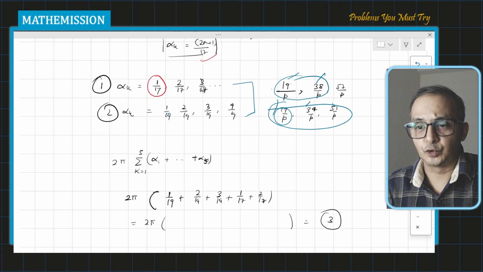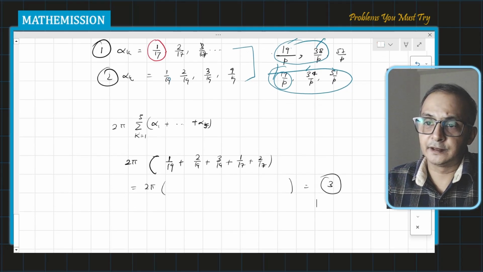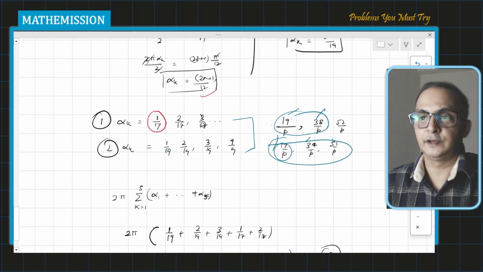I don't know why this 2 pi is given here. Just to confuse, even that was sufficient to give the answer 0. Maybe they want the numerical integer as a non-zero value, that's fine.